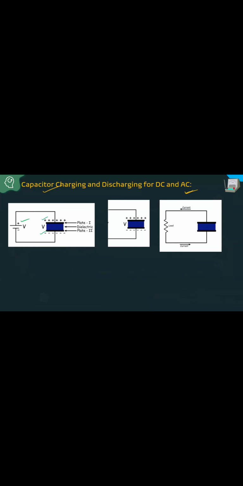Once you remove the supply, let us assume it is short circuited through the load, like this. Now the capacitor is discharging. First it discharges, and after discharging only, it changes the polarity. Now this is the capacitor.